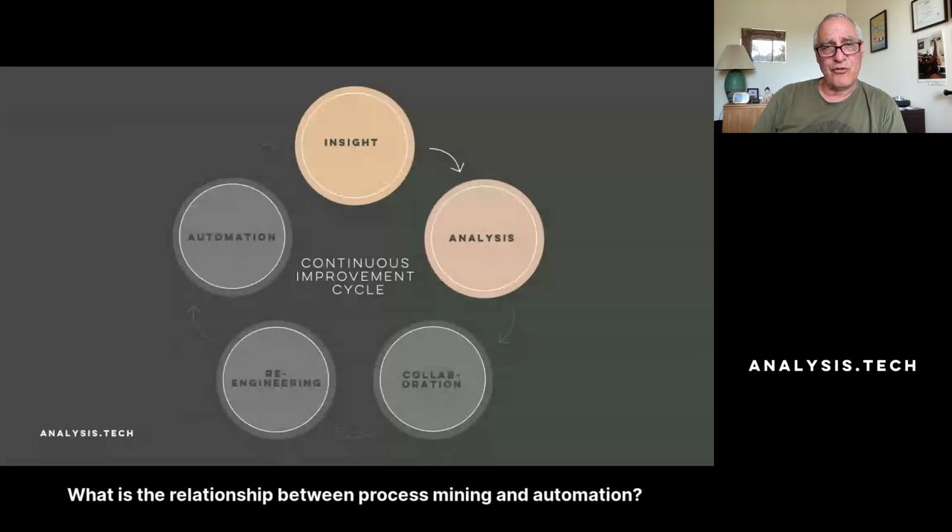You're all trying to drive towards transformation through automation, and that really requires a continuous improvement cycle in all of your automation efforts. So, where do we start? Well, we start with insight and analysis. And the reason we bring process mining and process analytics and task mining to bear here is they do a couple of things that are really interesting.